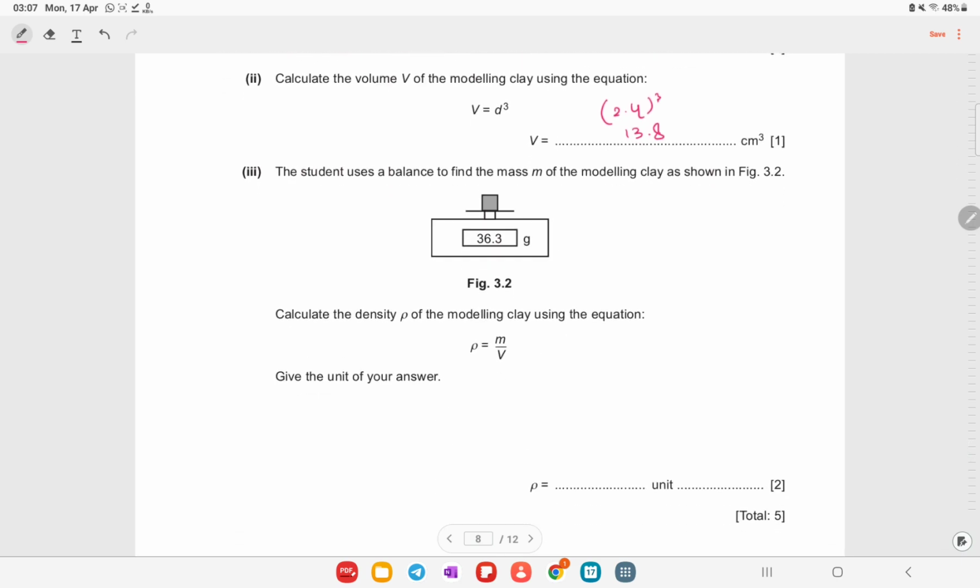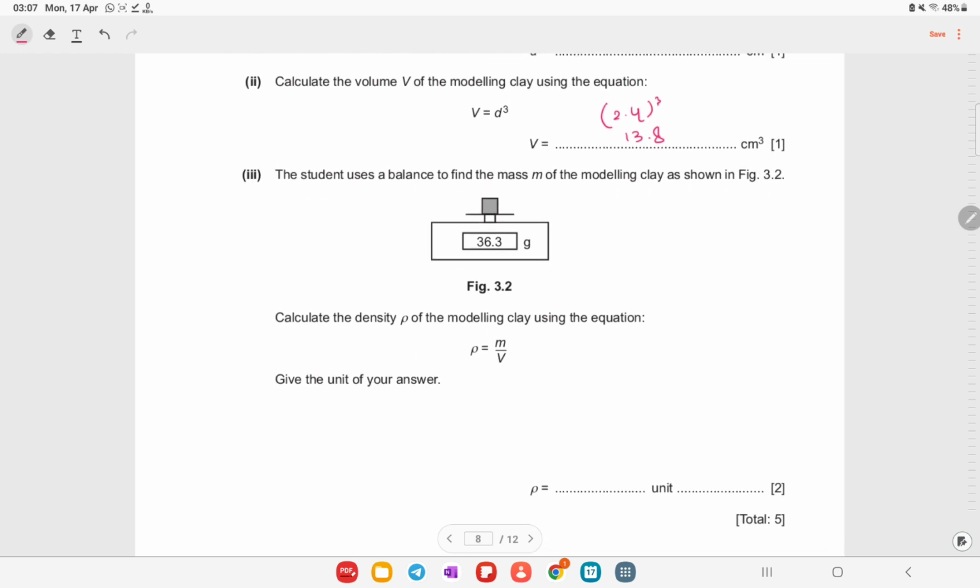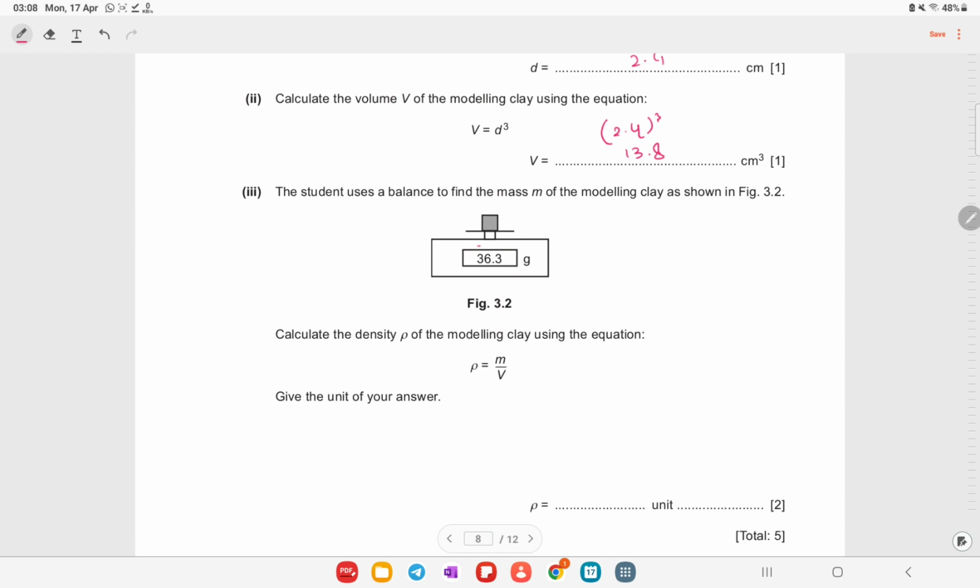Calculate the density of the clay. You know the mass, and the mass of this clay is this one. You are going to put 36.3 over here, and the volume is 13.8. So you can write it down as 2.6 grams per cm³. This is the unit. So this is going to be your final answer.